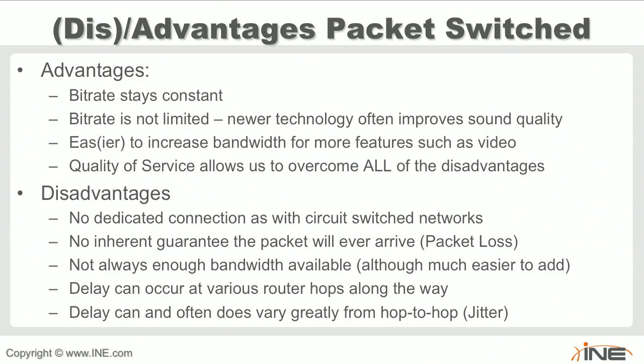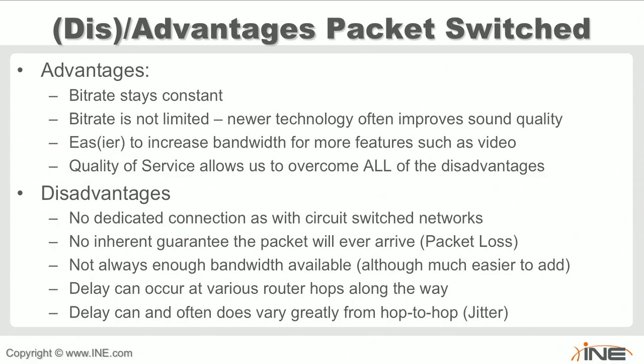Now, another disadvantage is that delay can occur at various router hops along the way, and it can and often does greatly vary. The delay can vary from router to router or hop to hop. Delay is known as delay or known as latency. Delay variance is known as jitter.